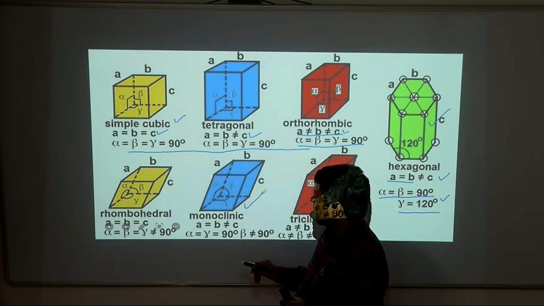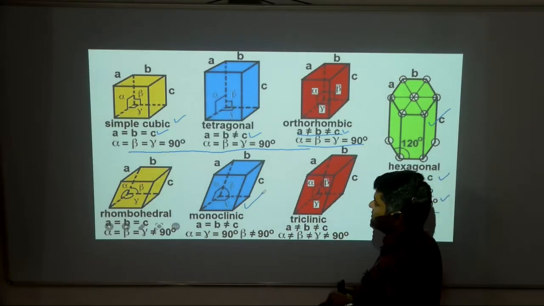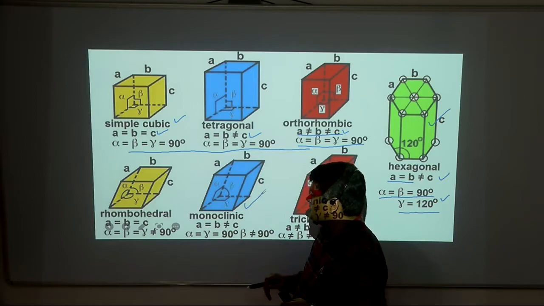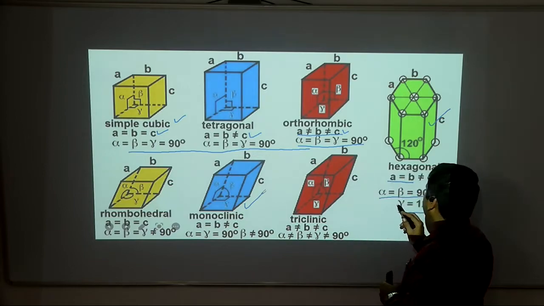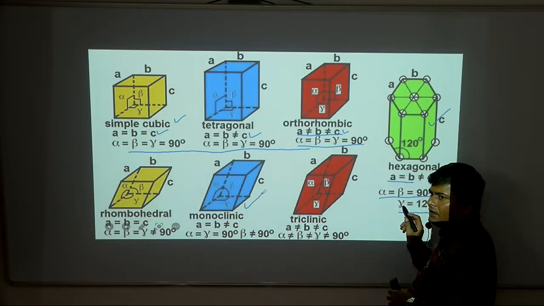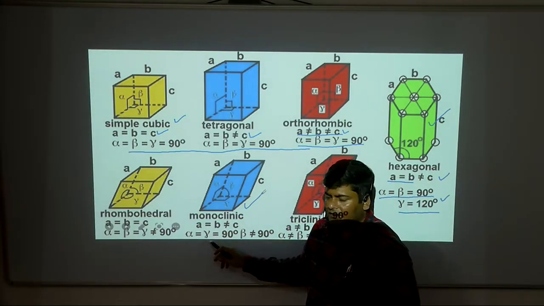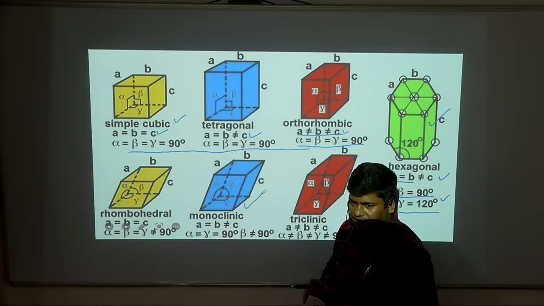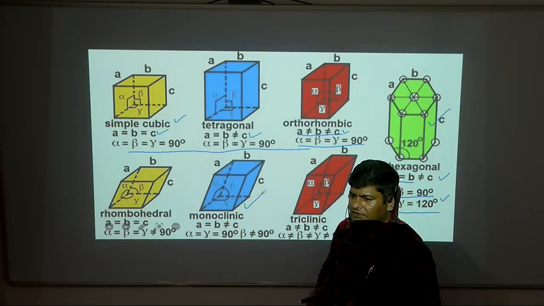In the monoclinic crystal structure system, similar to the hexagonal crystal structure system, the lattice parameters have the same relation, a equal to b not equal to c, whereas alpha and gamma are equal and 90 degree, but in a monoclinic crystal structure system, beta is not 90 degree, and it is not a defined angle. It is not a specific angle.